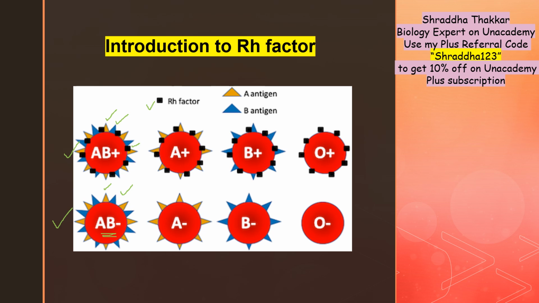Similarly, if you consider this case over here, this is the RBC which has only the RH factor present on it. No other antigen is present here. Therefore, this blood group is O positive. And in this case here, there are no antigens present, neither the RH factor nor the A or the B antigen. Therefore, this blood group is O negative.